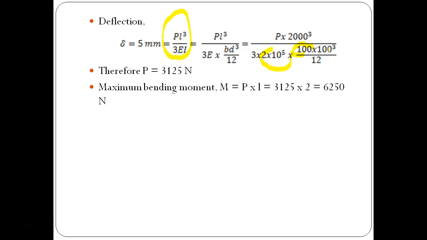Now once we get this particular load, that is 3125 Newton, we know the formula for maximum bending moment. So maximum bending moment equals P into L, so 3125 into 2, which is also given, that is 6250 Newton meter. Now since we have to find the bending stress, we know the formula M by I equals sigma by y equals E by R.